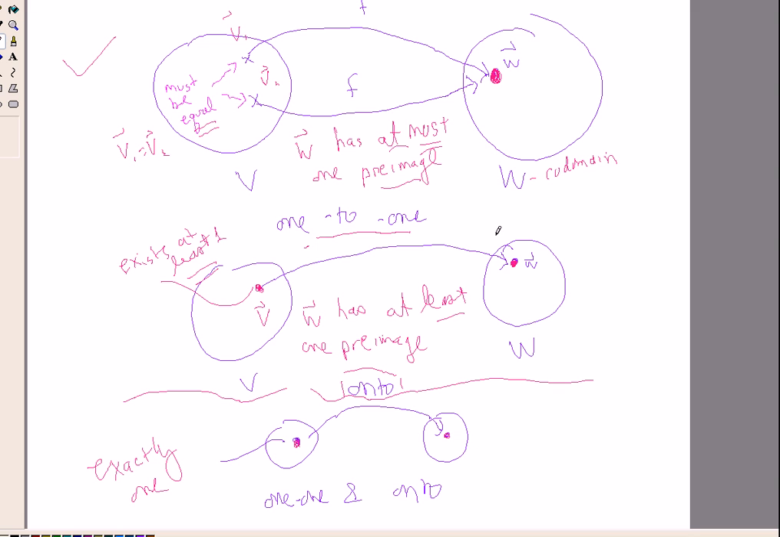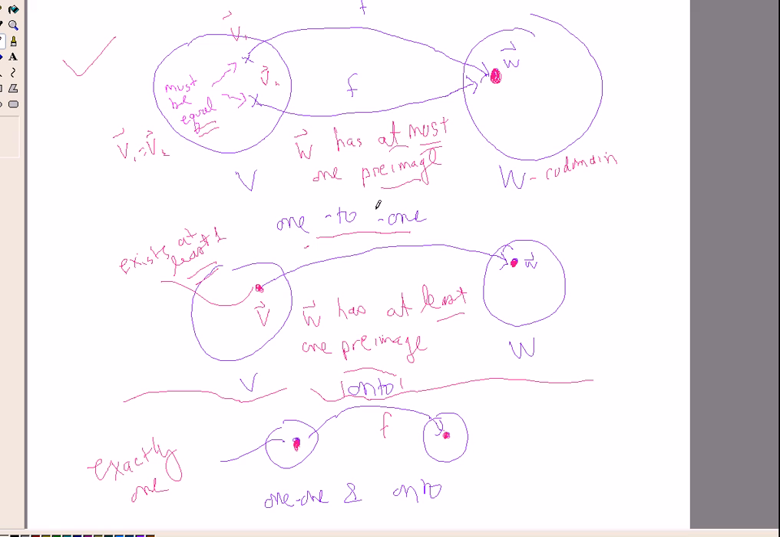Okay, so 1-to-1 shows at most one pre-image. Onto shows at least one pre-image. If you have 1-to-1 and onto, that means every element of the codomain has exactly one pre-image. Now, since f is a function, we also know that every element in the domain has exactly one image. So this creates a 1-to-1 correspondence between the elements of the domain and the elements of the codomain.